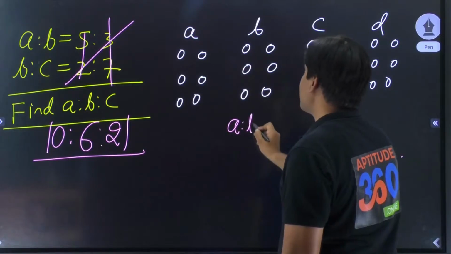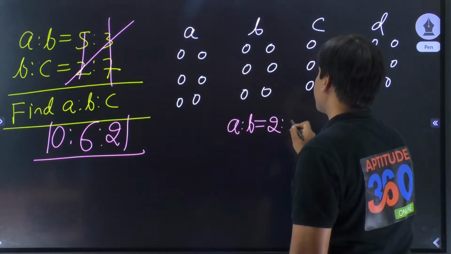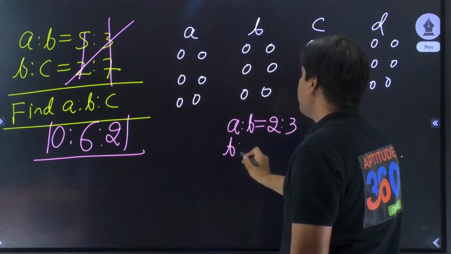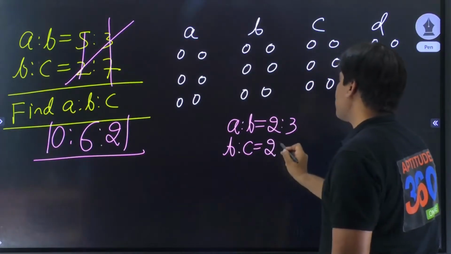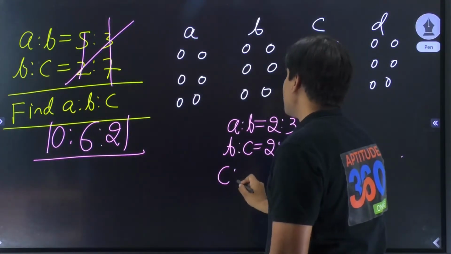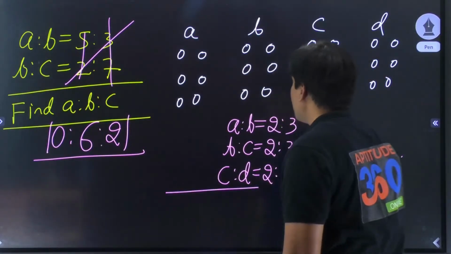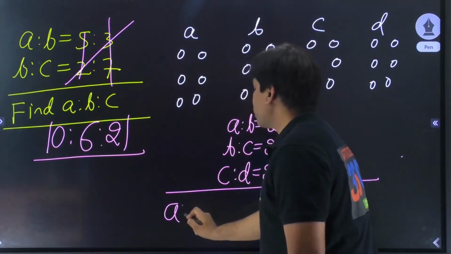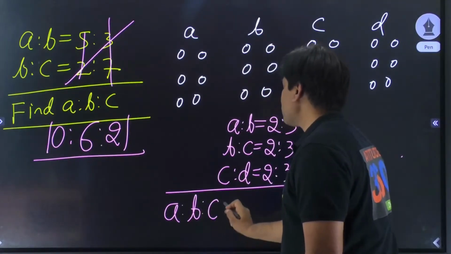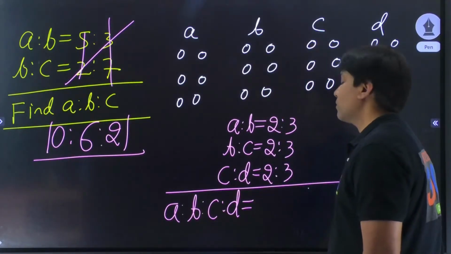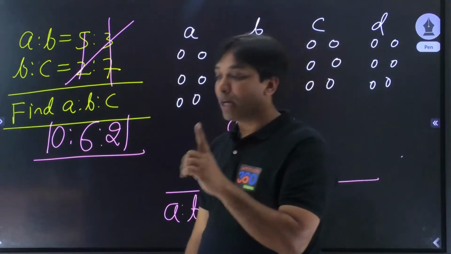I have been given A is to B as 2 is to 3, and then B is to C is also given to me as 2 is to 3, and C is to D is also given as 2 is to 3, and the problem is asking me to find out what is going to be A is to B is to C is to D in one line. In what did I say? In one line, right?